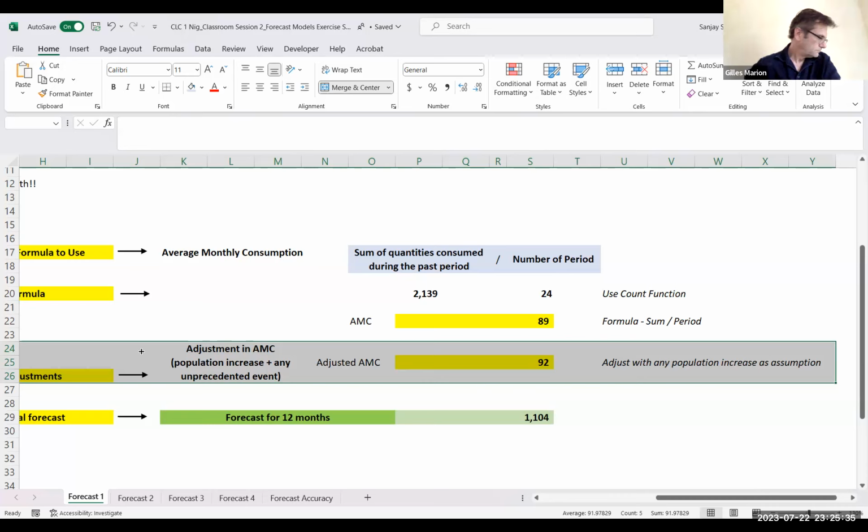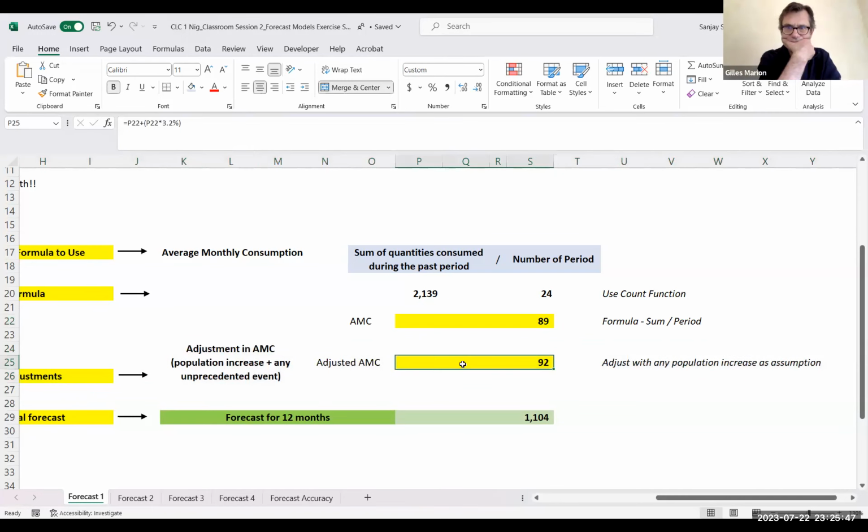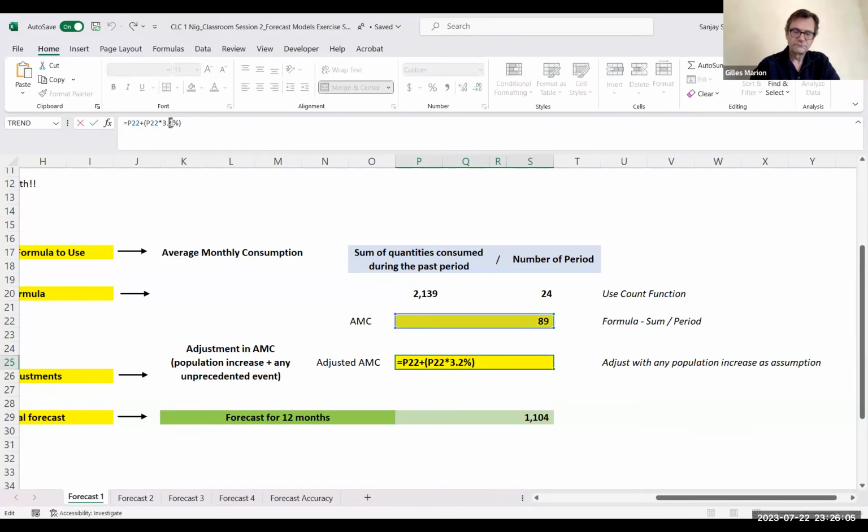However, those assumptions must be identified and written down properly so that in case you need to change your assumption, you can go back and change that. So for example, if instead of 3.2%, an epidemiologist or a public health specialist came and said, no, this medicine will not be required at the same rate of population growth, but maybe at 2%, for example. So we can just simply go and change the formula by 2%, and you will see a change in the number. Okay. So this is a hypothetical assumption, which generally we do in any forecasting exercise.